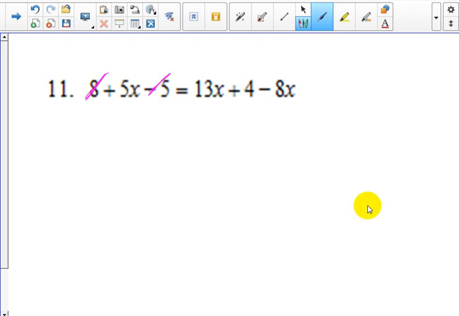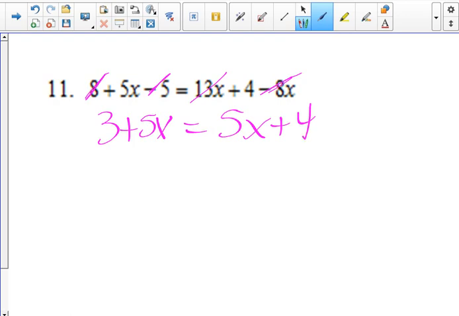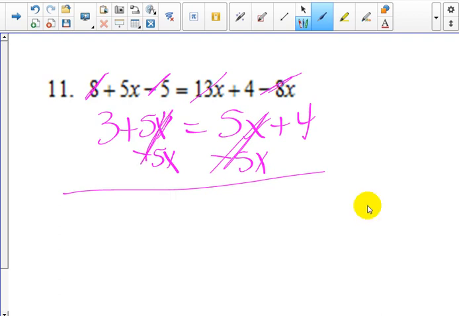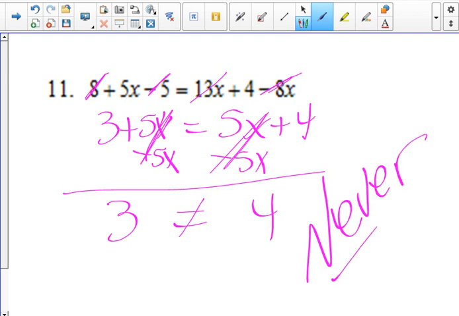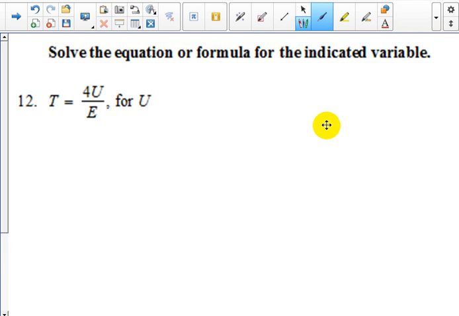So 8 minus 5 is 3, plus 5x equals 13 minus 8x is 5x plus 4. So subtract 5x from each side, and they both go away. So all my variables have disappeared. I'm going to carry down my constants. 3 equals 4. That is not a true statement, so this is never true. That's your answer.